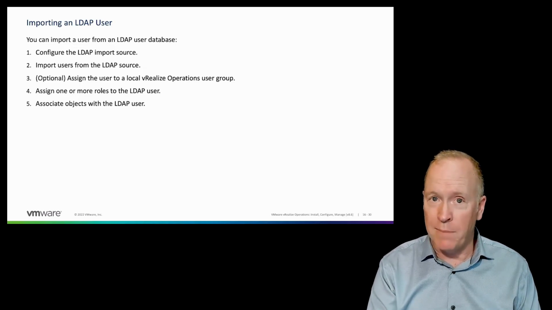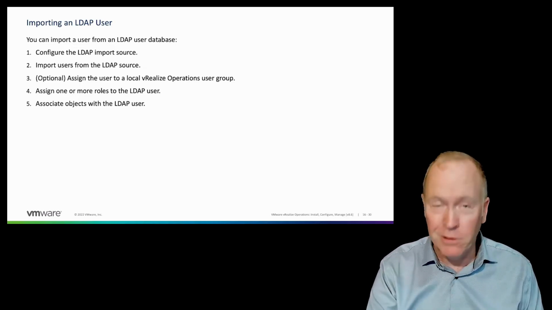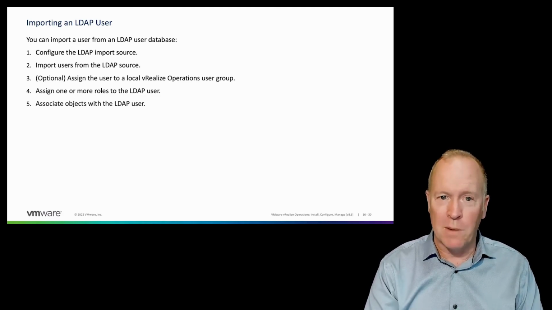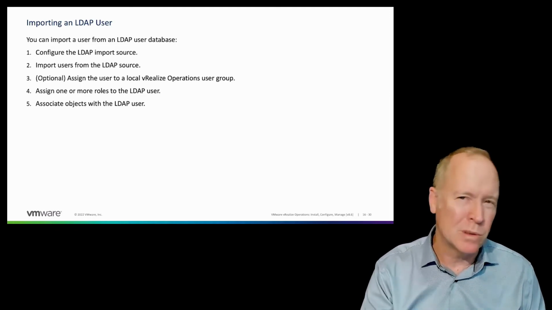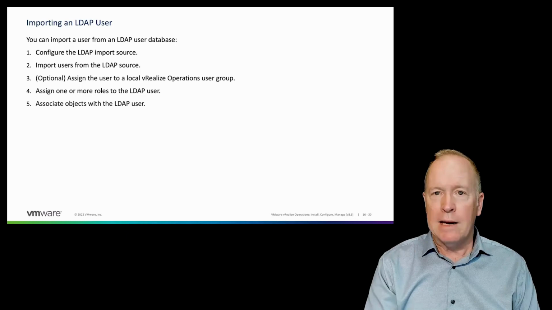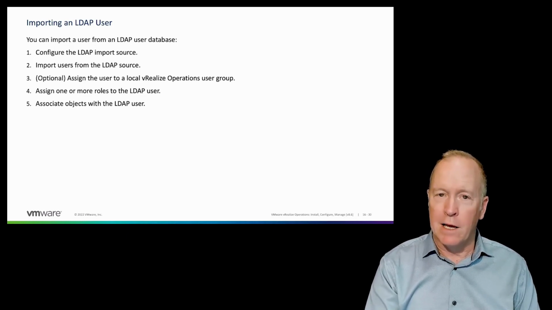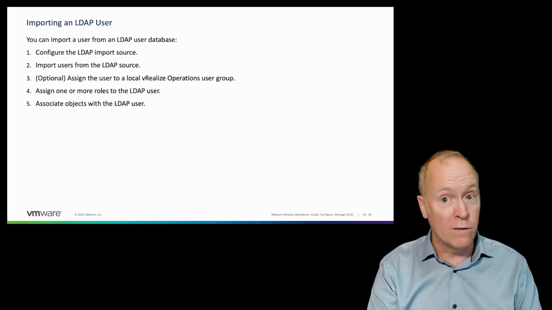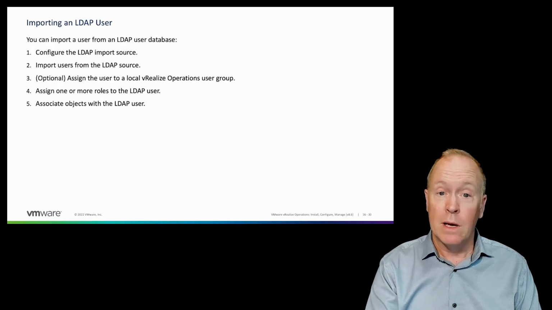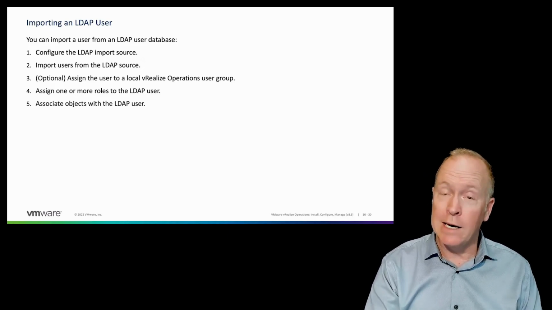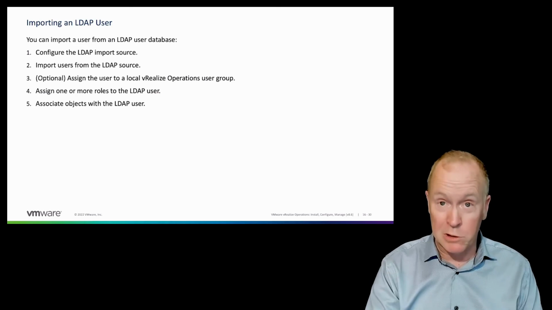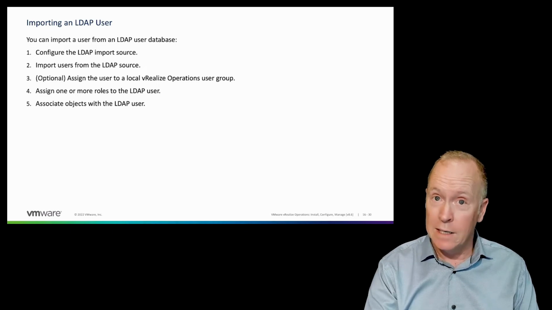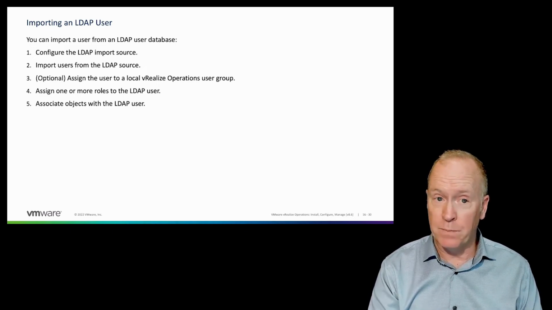Once you have that LDAP import source, and not before, you can import the users from that LDAP source, which in our examples is going to be Active Directory. Next, you can optionally assign those LDAP users, those Active Directory users, to local vRealize Operations groups, and you can assign a role to the user that you just imported from Active Directory. And furthermore, you can specify what objects you want that user to have access to.